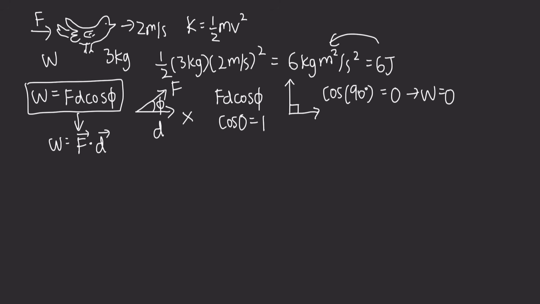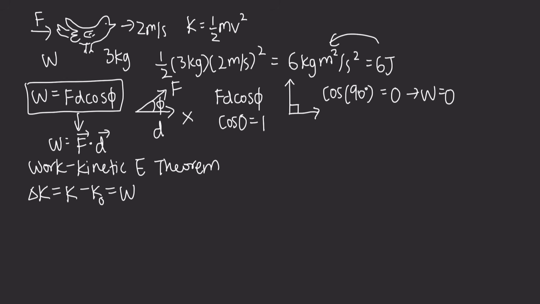We can also relate work to the kinetic energy through something known as the work-kinetic energy theorem. Now, what is the work-kinetic energy theorem? We can relate the work to the change in the kinetic energy of an object. So let's say we have the bird again, and the change in kinetic energy is equal to the final kinetic energy minus the initial kinetic energy. And this is equal to the work done on the bird.